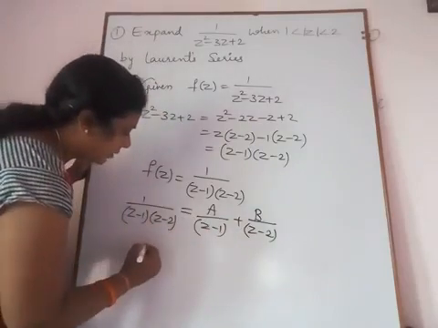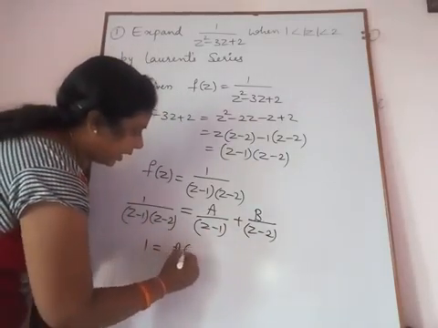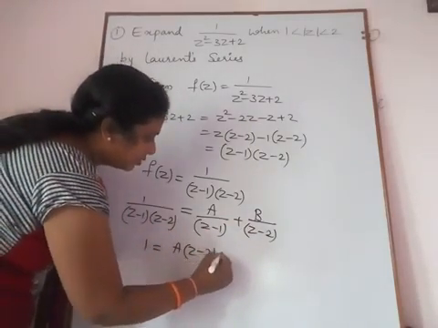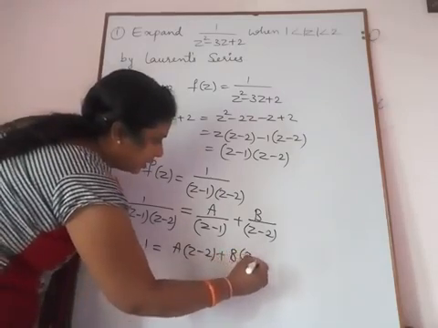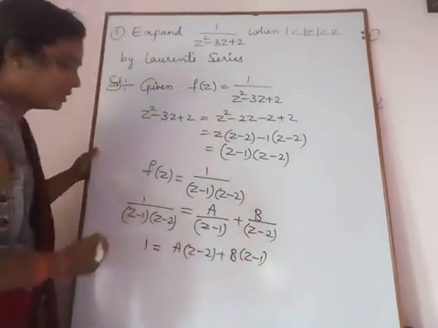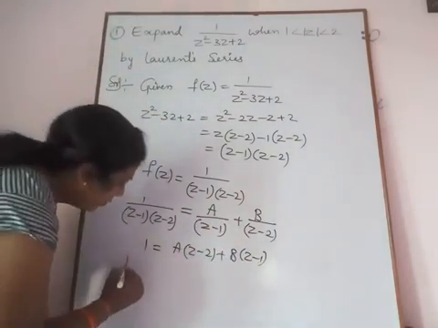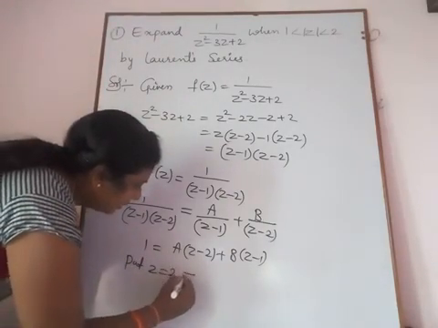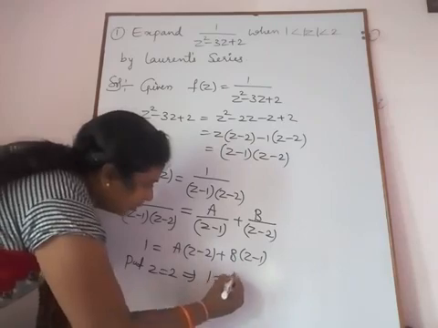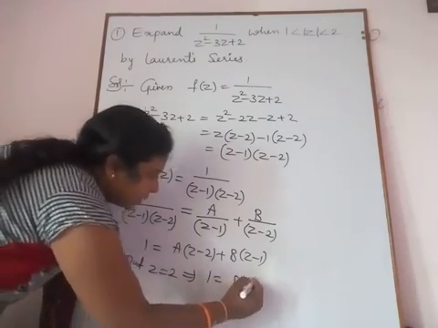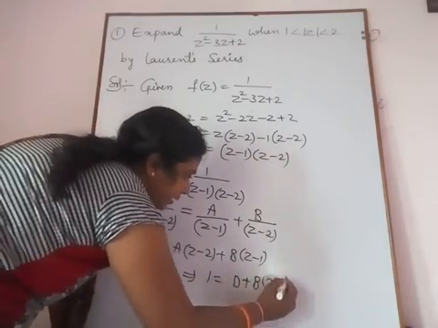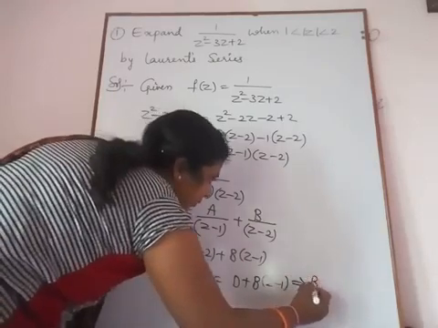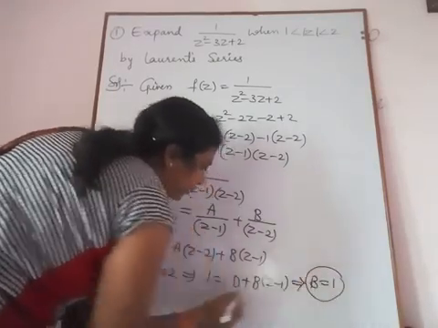Here, taking the LCM, 1 is equal to a into (z minus 2) plus b into (z minus 1). The denominators get cancelled. Put z is equal to 2, then 1 is equal to 0 plus b into (2 minus 1), that is nothing but b is equal to 1.